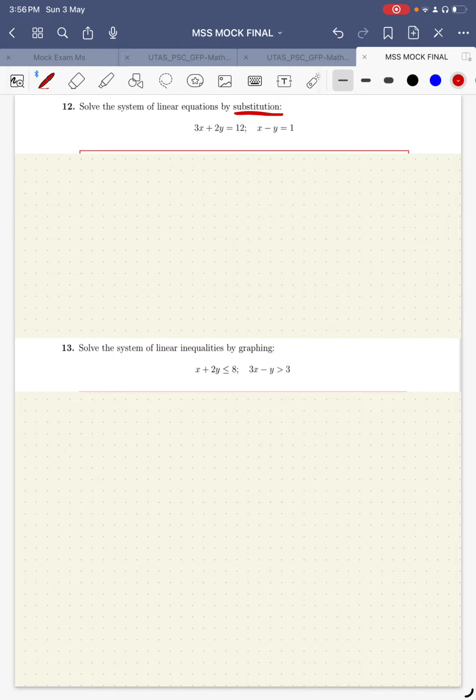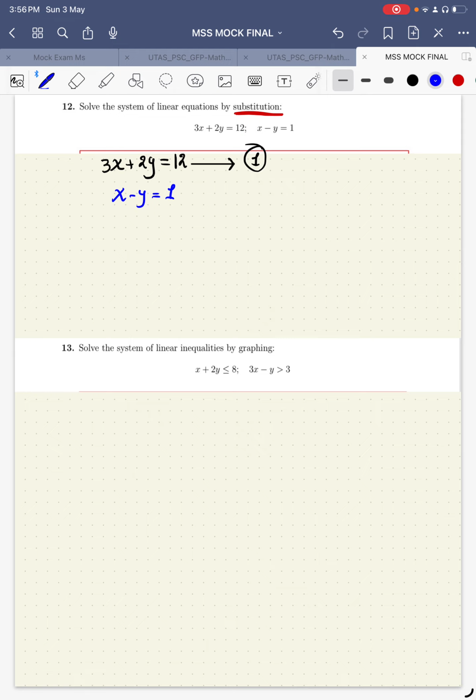So remember, I have two equations: 3x plus 2y equals 12 and x minus y equals 1. I'm going to name some equations. So 3x plus 2y equals 12, I'm going to name it equation number 1. Now let's go to the second equation, where x minus y equals 1.